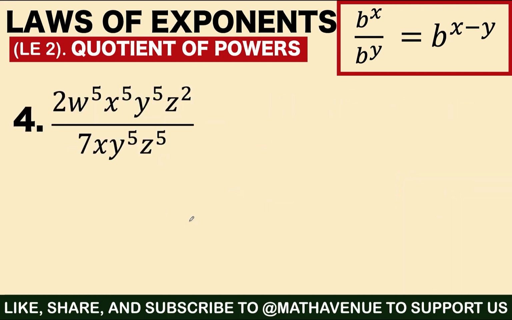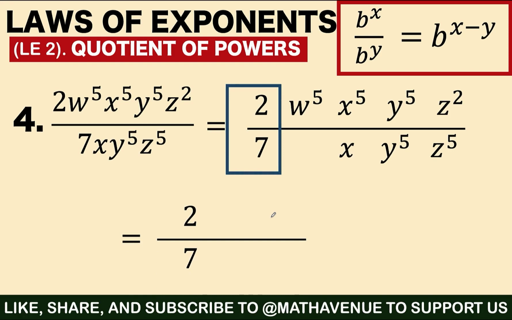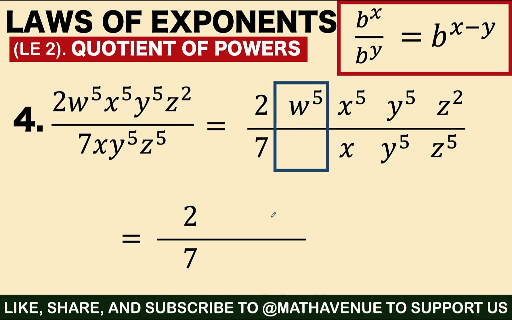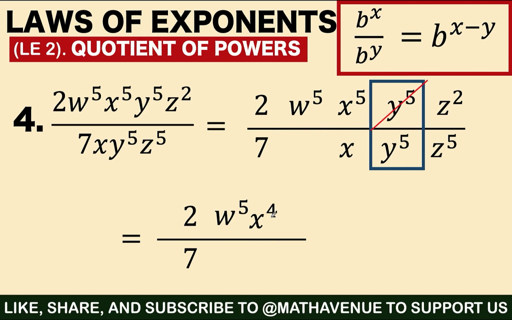2w to the 5th x to the 5th y to the 5th c squared divided by 7xy to the 5th c to the 5th. So again, the first step is to line up together all those factors with the same variables and also those that are constants. Then 2 over 7 can no longer be simplified, so we just copy 2 over 7. W to the 5th is alone, so we just copy W to the 5th. Then x to the 5th divided by x would result to x to the 4th. Y to the 5th divided by itself is 1, so we can cancel that out.